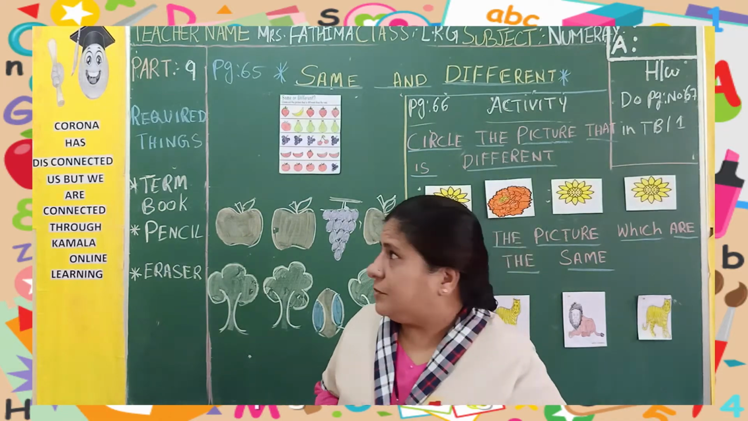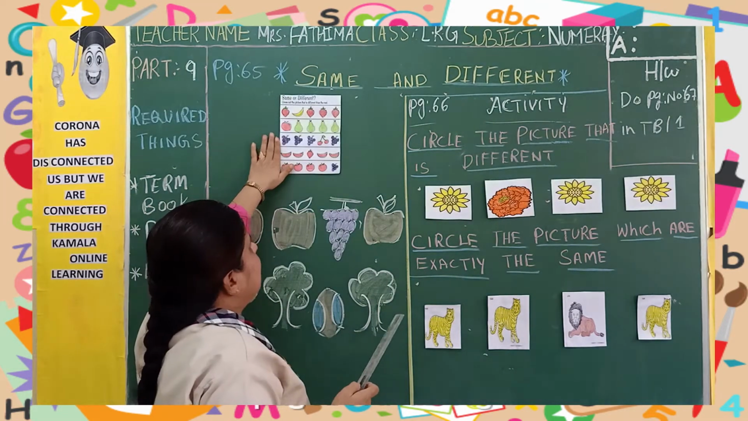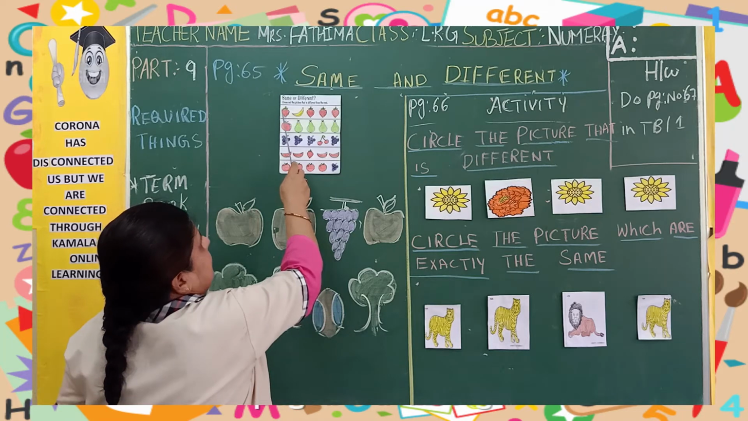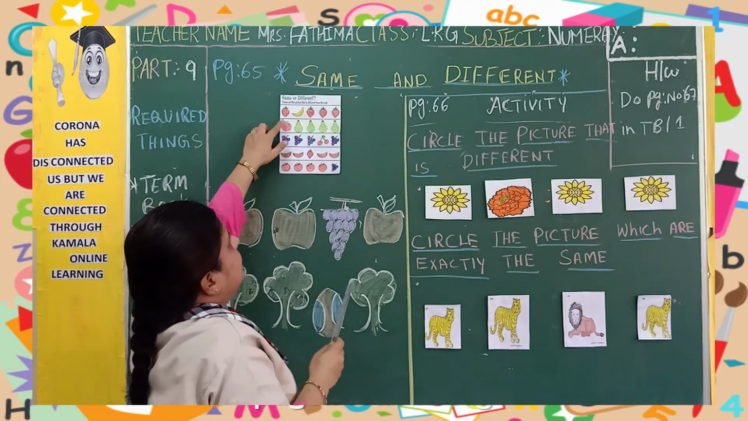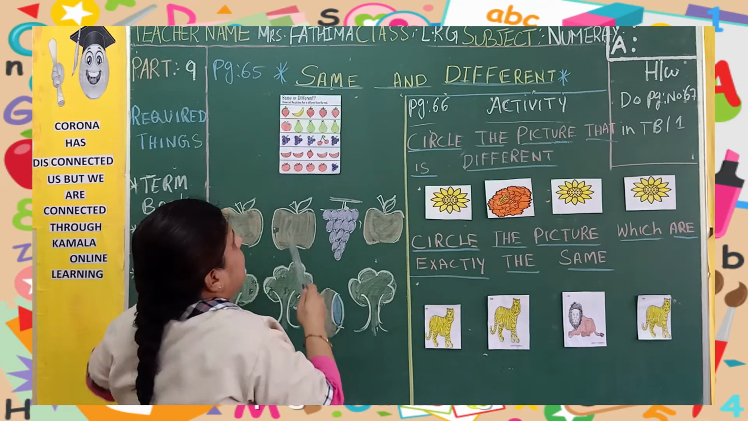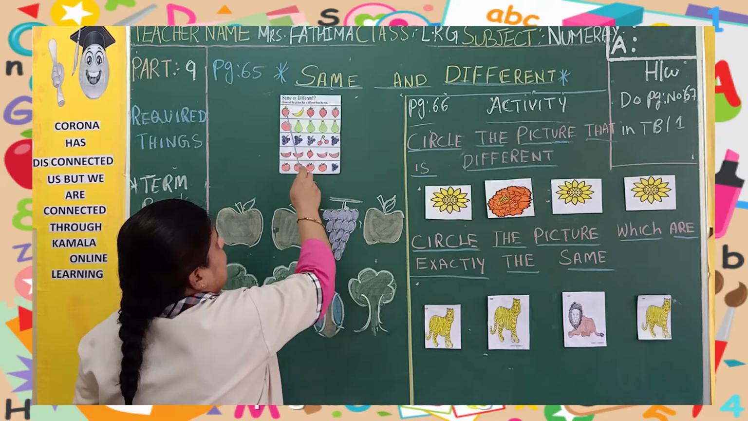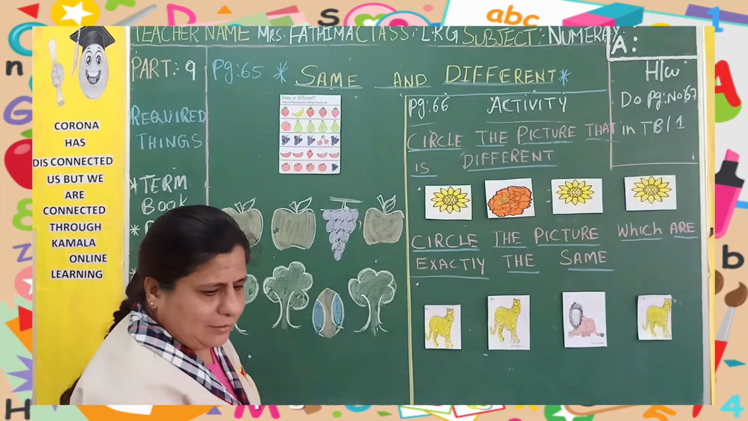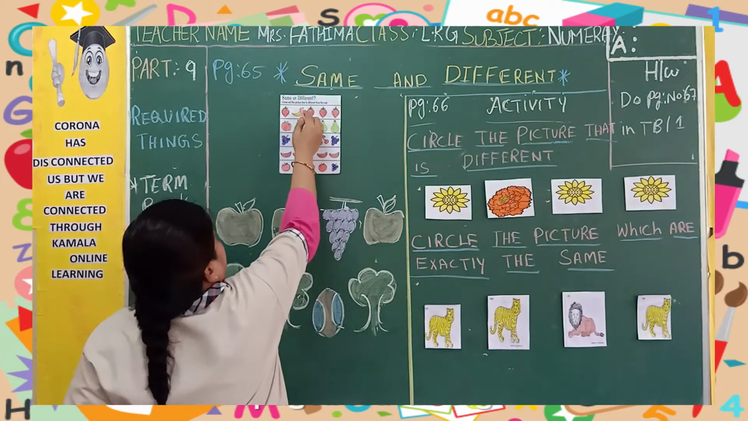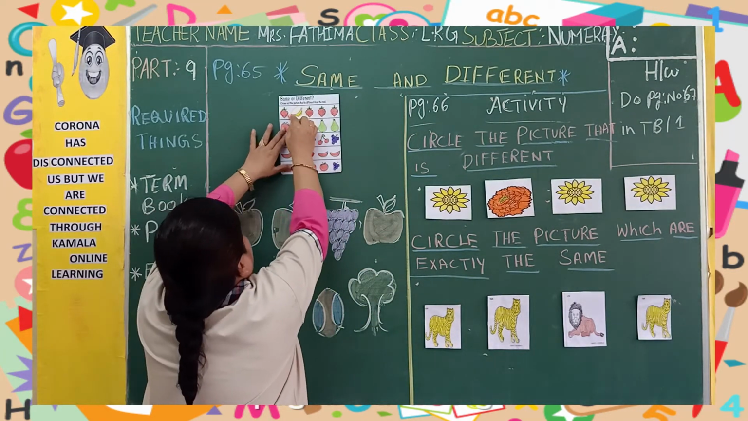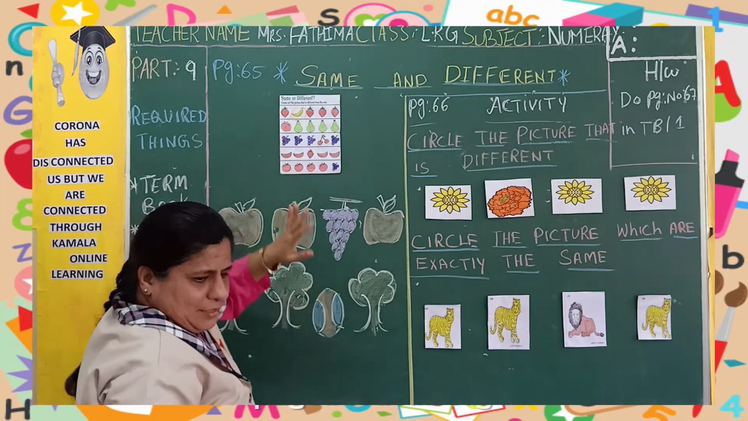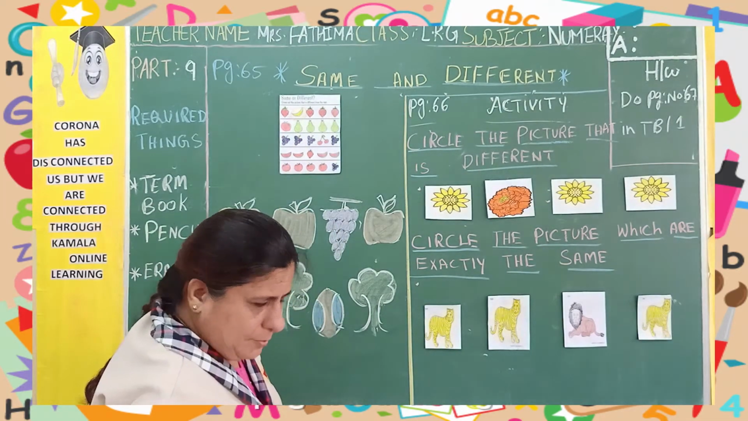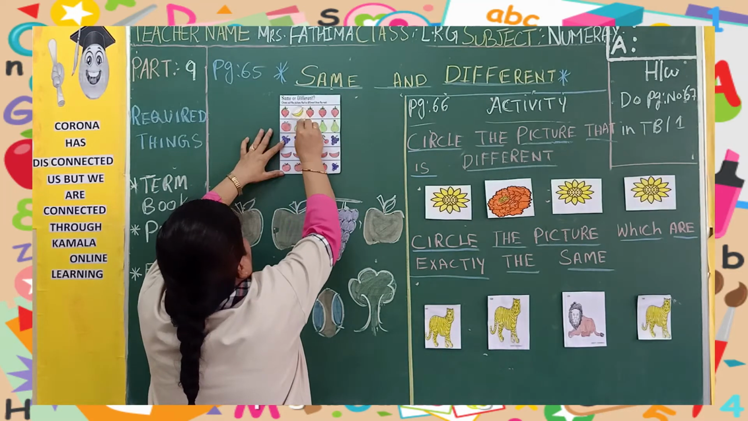Look at the board. See, children, this is a chart. In this, see this line. See, this is a strawberry, this is a mango. Which is a different food in this? Strawberry, mango, strawberry. Which is a different here? Banana is a different, no? See, banana is different in this.